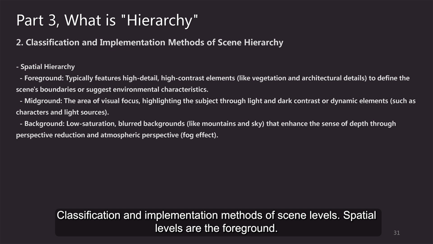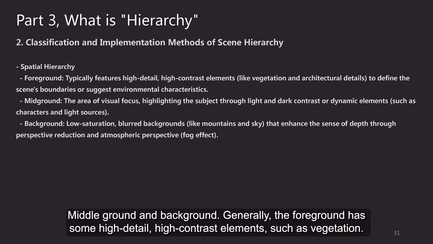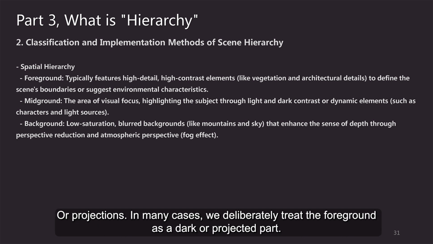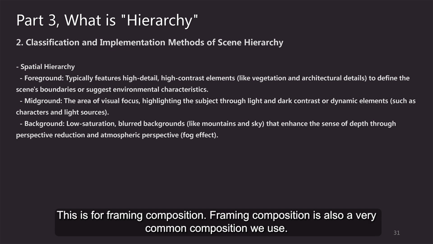Classification and implementation methods of scene levels. Spatial levels are the foreground, middle ground, and background. Generally, the foreground has some high detail, high contrast elements such as vegetation or projections. In many cases, we deliberately treat the foreground as a dark or projected part. This is for framing composition. Framing composition is also a very common composition we use.